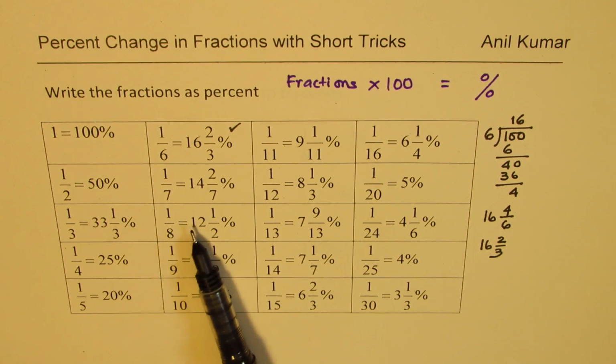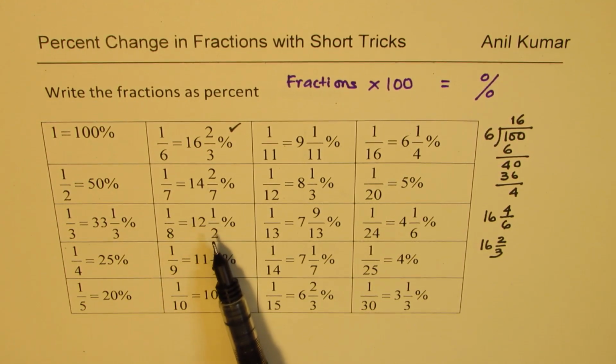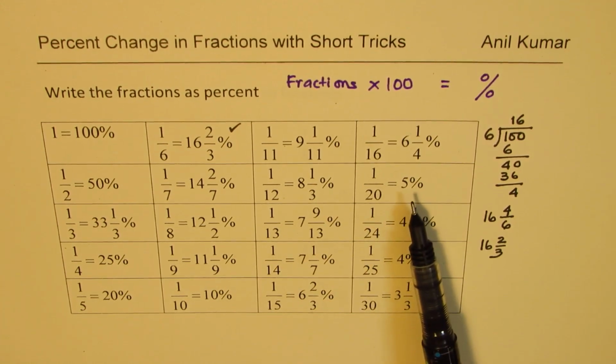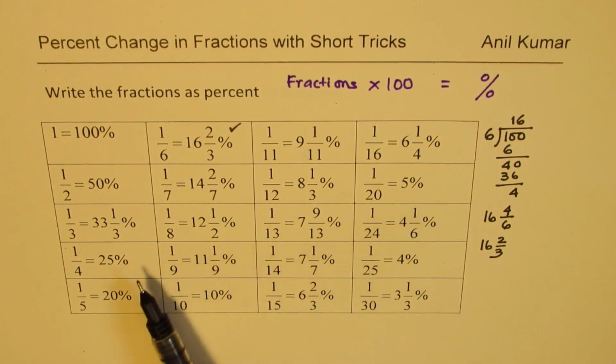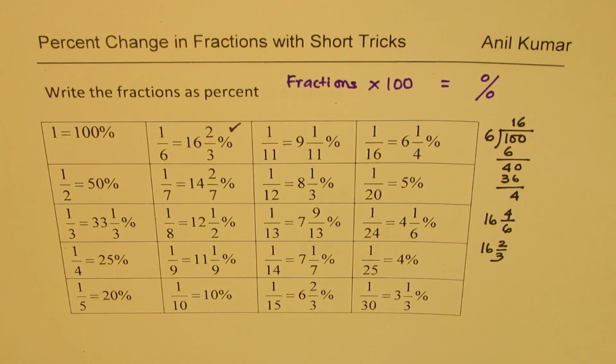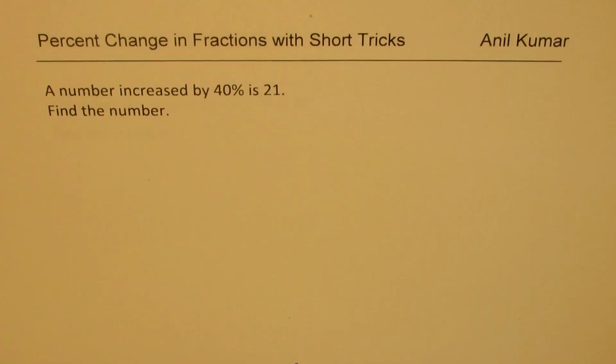Got it? 8 times 12 is 96. You get 4 over 8, which can be simplified as 1 over 2. So that's how you get 12.5. Likewise, you can just work with these fractions, convert to percent as the first exercise. I'd like you to spend some time on this exercise so that you could solve difficult questions on percent very easily. Now, before getting into the problems which we talked about, let's take some simple examples to get ready with our percent and fractions concepts.